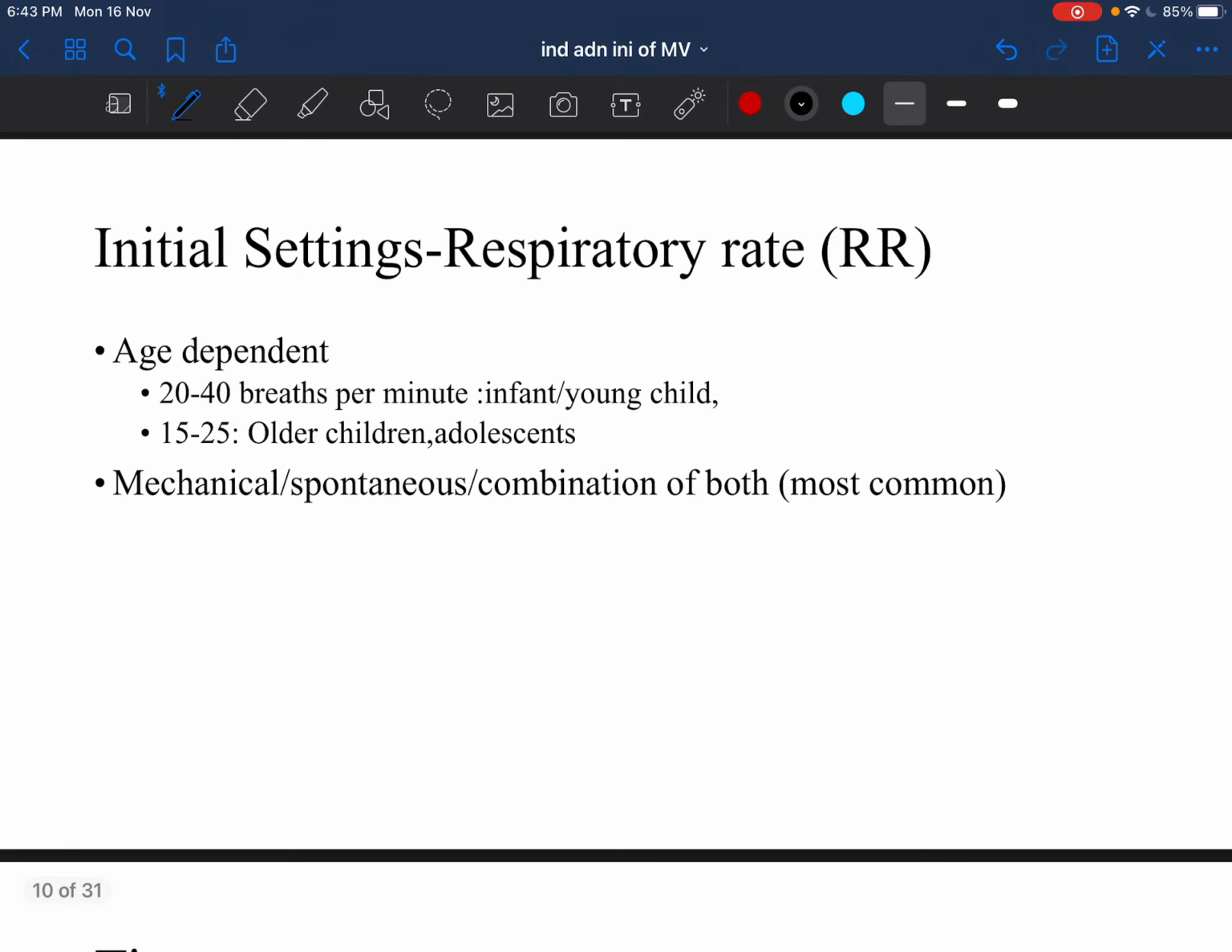What about your respiratory rate? Respiratory rate depends on the age of the child. The younger the child, the higher the respiratory rate. For example, in a neonate it can be around 40 breaths, sometimes 40 to 50 breaths. In an infant or a younger child, it can be anywhere from 20 to 40 breaths, and in older kids 15 to 25 breaths per minute. And it's usually a combination of mechanical breaths and spontaneous breaths. If you are going to give only pure pressure support ventilation, it will be pure spontaneous, but in reality it's usually ventilator breaths and spontaneous breaths together.